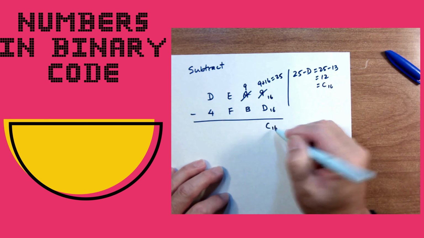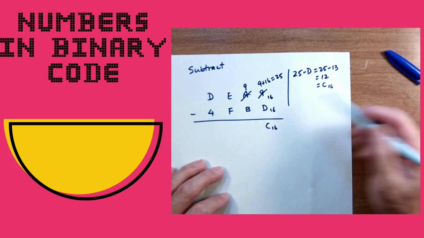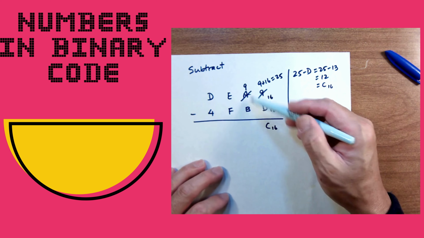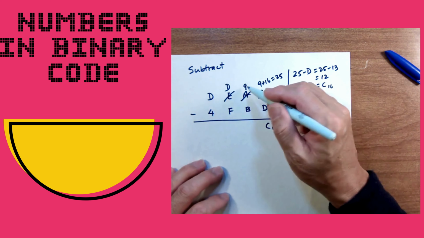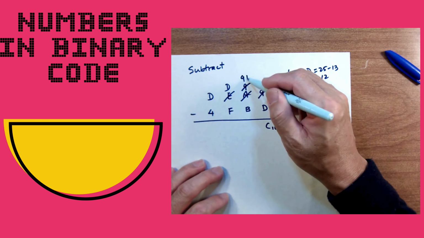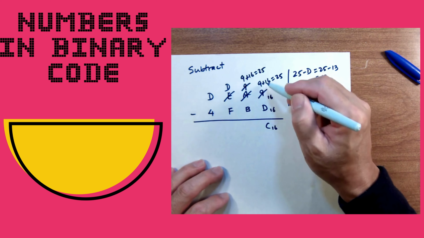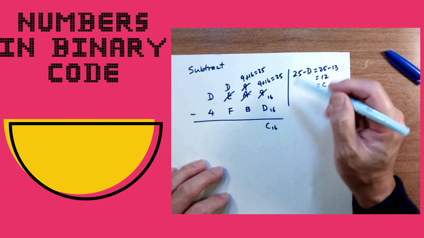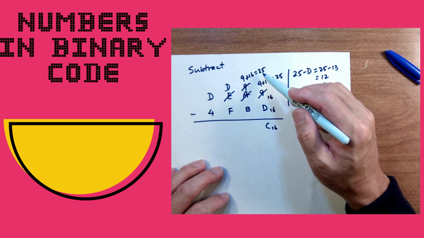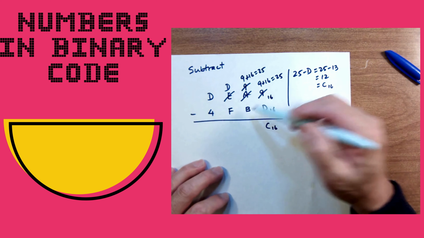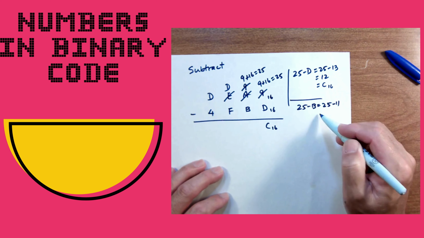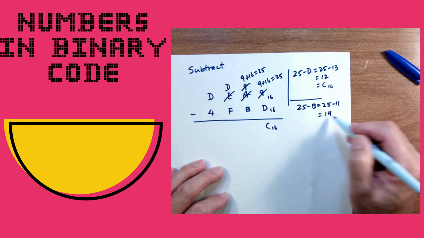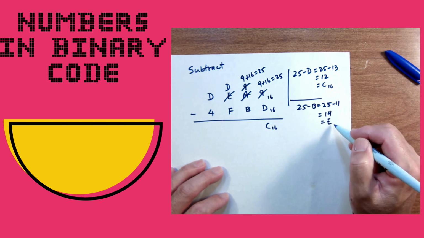Second column, 9 minus B, same thing happens. Borrow from third column. E is reduced by 1 to D, 9, same thing happens. Borrow from third column. Is 25. 25 minus B equals 25 minus 11 is equals to 14 equals E base 16.